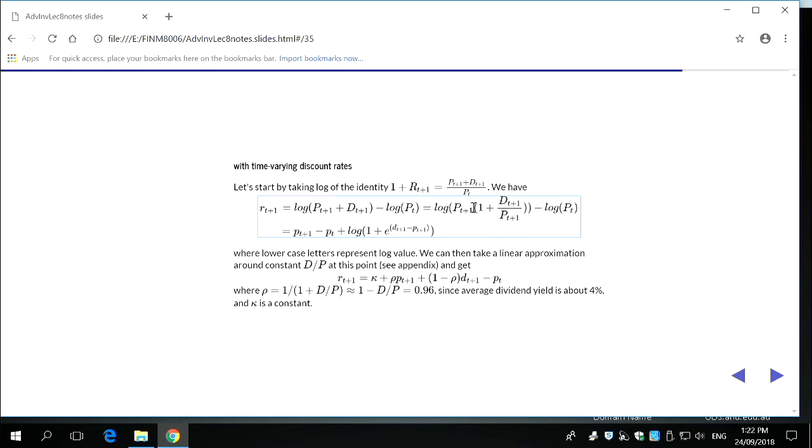And this is log of P_{t+1}, so this is the little p_{t+1}, and this is the log P_t, that's the little p_t. And what's inside here, log of 1 plus D_{t+1} over P_{t+1}, is just this part. The log of 1 plus this ratio is just e to the power of little d minus little p. I'm just doing the log transformation.